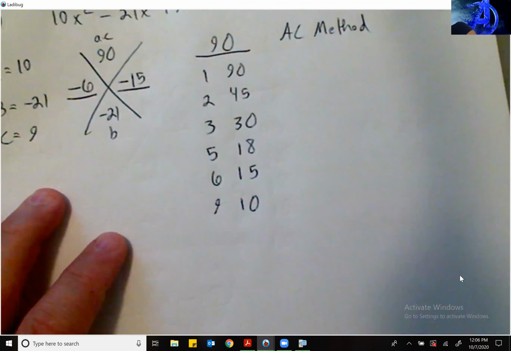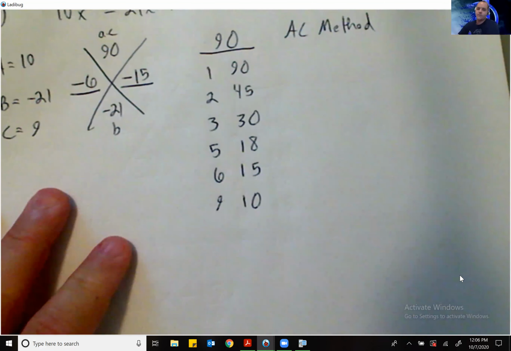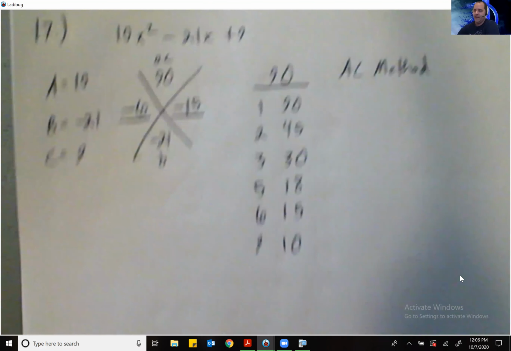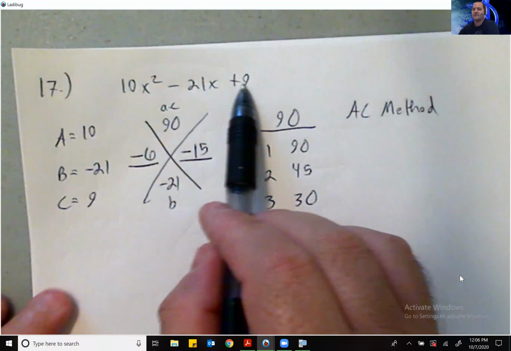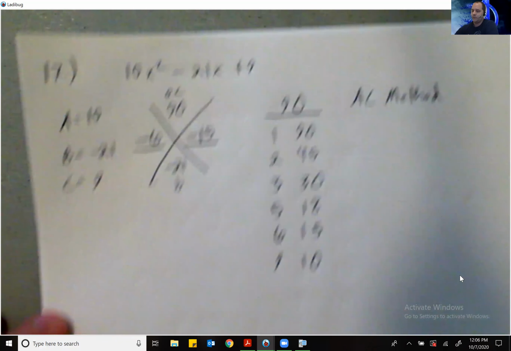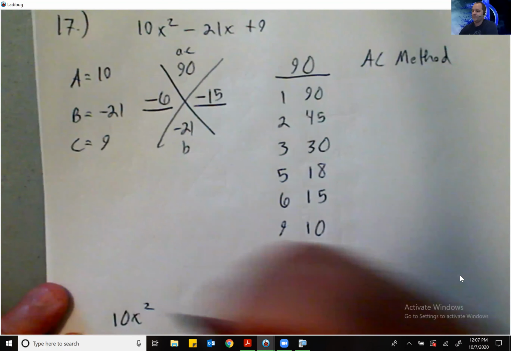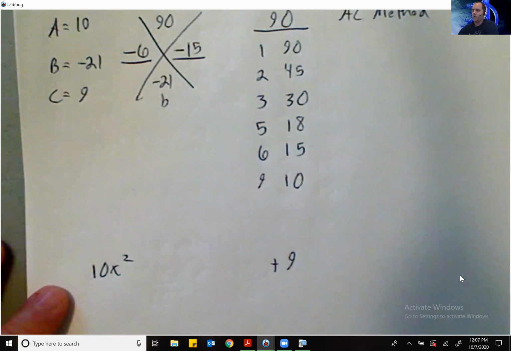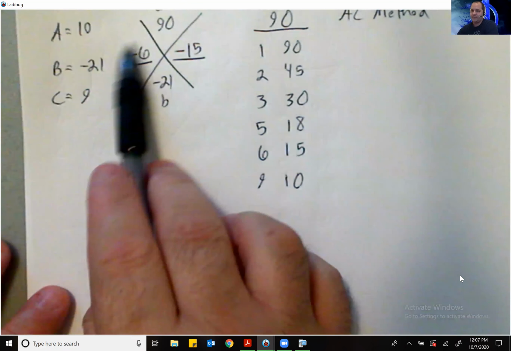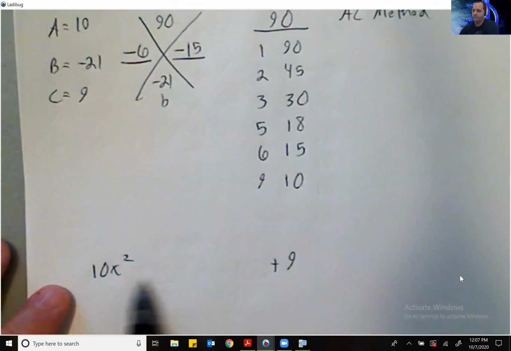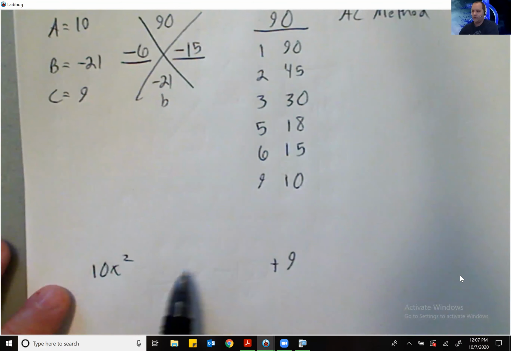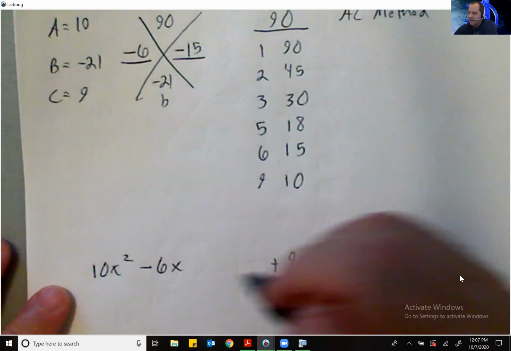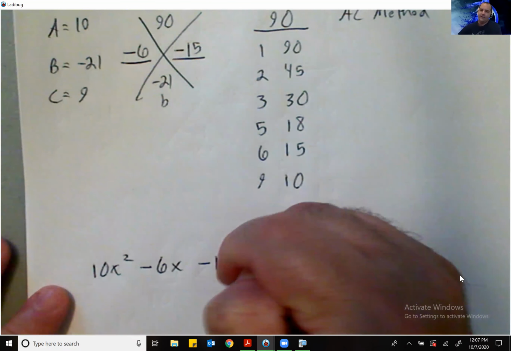Now, this is where AC differs from slide and divide. Because remember, now we set up grouping. So we keep the beginning and the end the same. So we start with 10x squared, leave some space, and you end with +9. And remember, now all we do is we take these two numbers that we found in the X games and we put them in the middle. It doesn't matter which order you go in. So I'm just going to put -6x and -15x. And now you just do grouping.